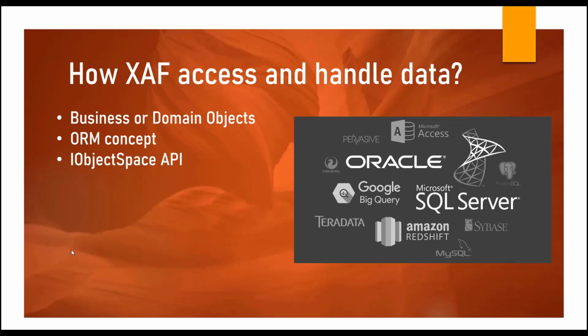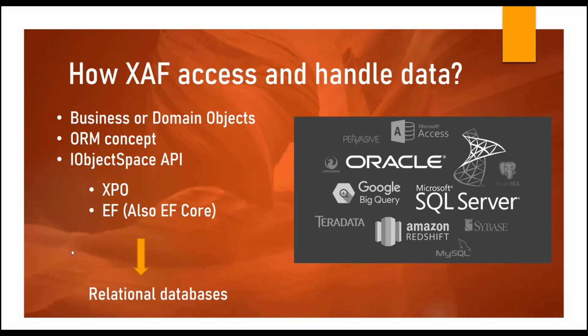And this is where the IObjectSpace API comes into place. It gives us a means to work without having to know which ORM or which database we're going to use. If we're using XPO or Entity Framework, we will have access to all relational databases that these two ORMs can handle. And we've seen other cases where an XAFer has even implemented their own object space provider that allows mapping to a different ORM, like Hibernate, for example. That is one of the community samples that we have.